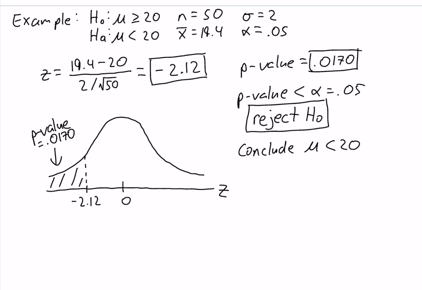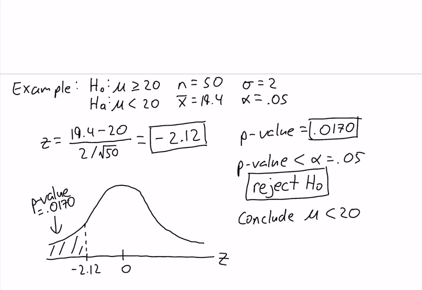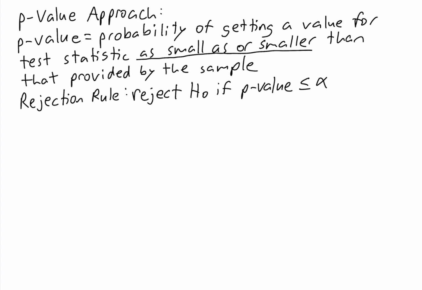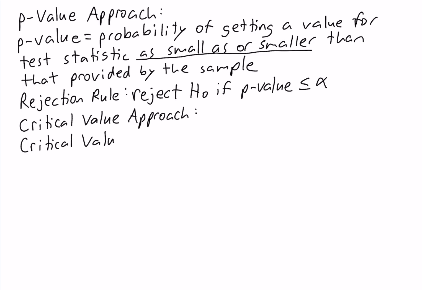Now, the second way of using our test statistic to conduct the hypothesis test is to use the critical value approach. In the critical value approach, we calculate something called a critical value. Now, in a lower tail test, when sigma is known, we write our critical value as negative z alpha.